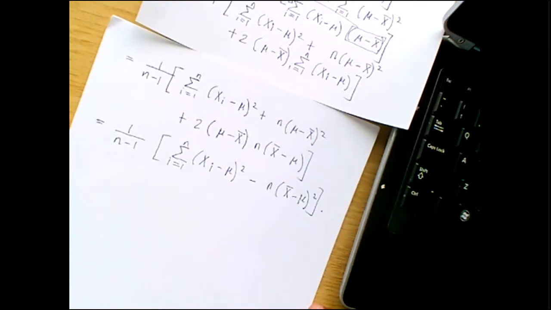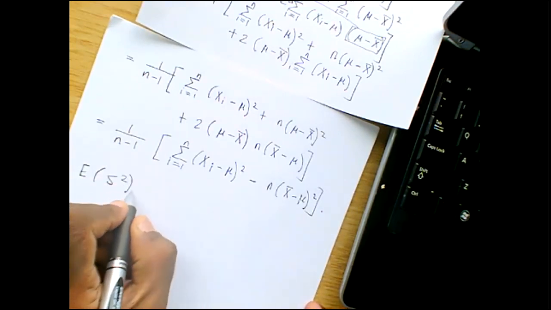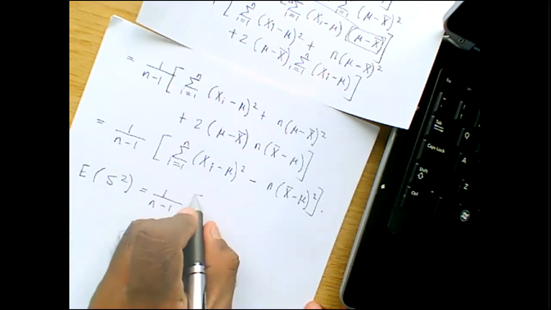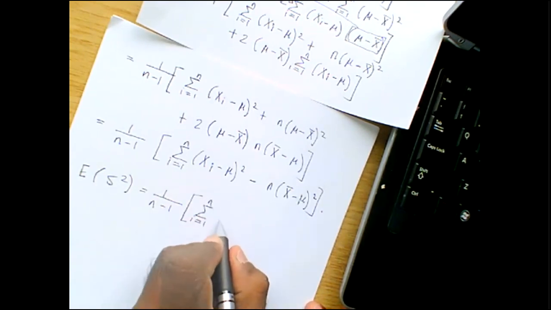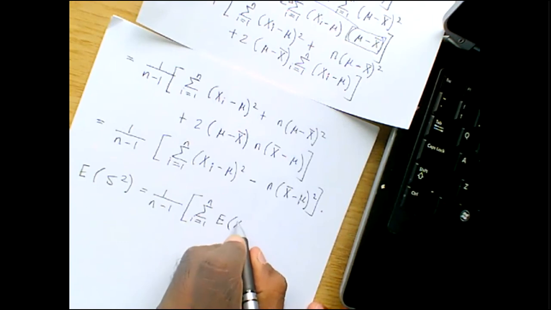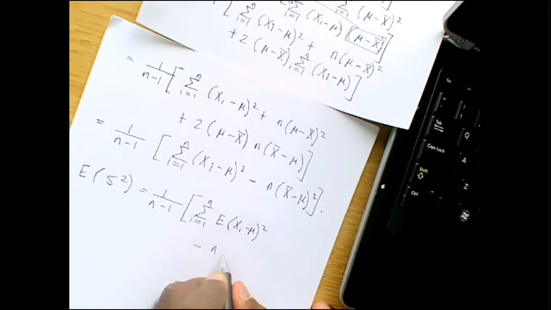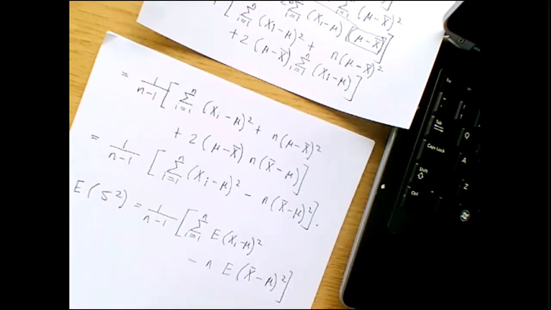And the next thing you need to do is to take the expectation of x squared. Now, if you take the expectation of x squared, this will be 1 over n minus 1 times this minus n times the expectation of this.